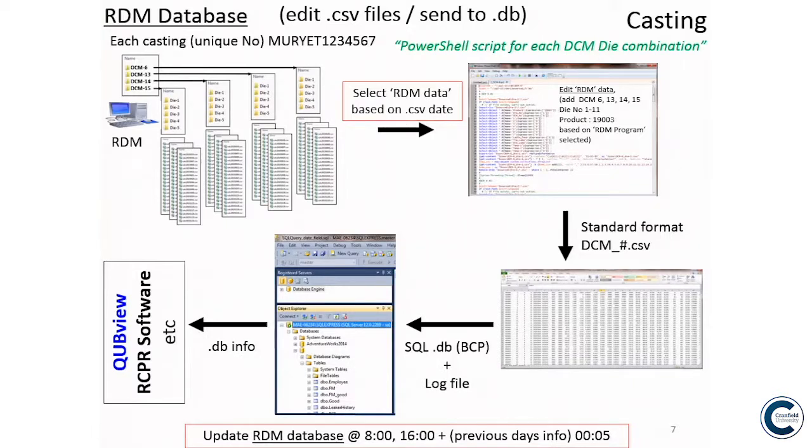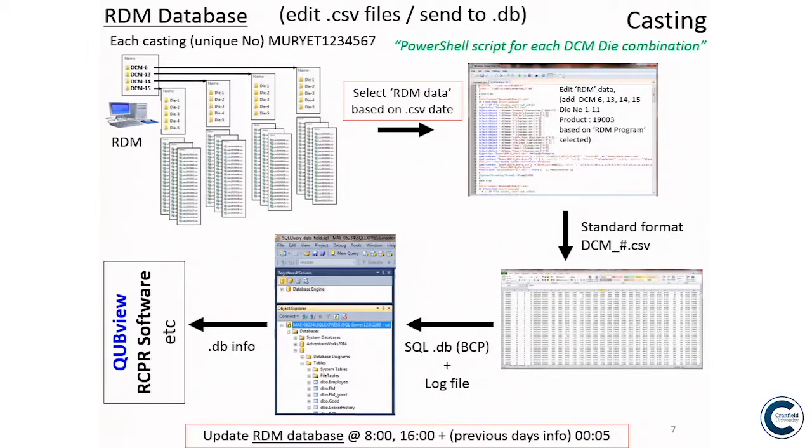So we have all of this information produced from the die casting machine. It's held as individual CSV files, which are basically Excel files, on the RDM computer on the die casting machine. So they're not easily accessible. We can't easily get information from that.